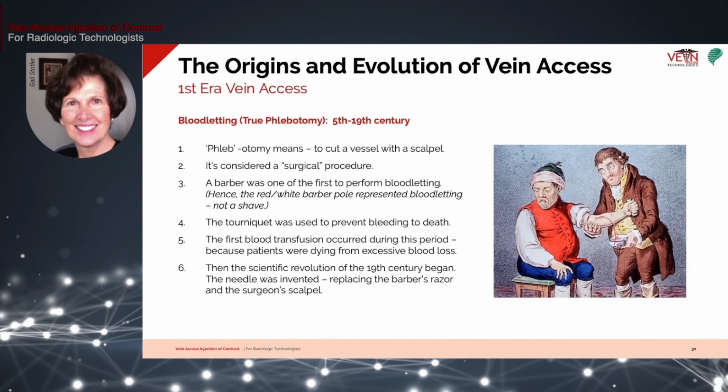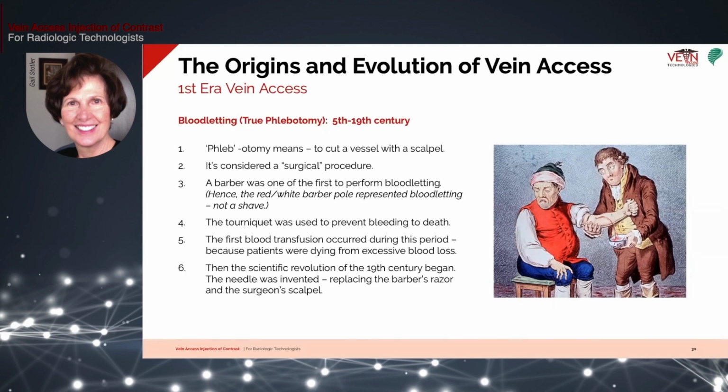That wasn't the solution to the problem, but they didn't know it. But at some point in evolution, the surgeon got in on the picture and developed the scalpel. So the razor got replaced by the scalpel. But the problem was people were still bleeding to death, so they continued to use that tourniquet to prevent bleeding to death. And that was the proper place for the tourniquet and the proper use for the tourniquet.